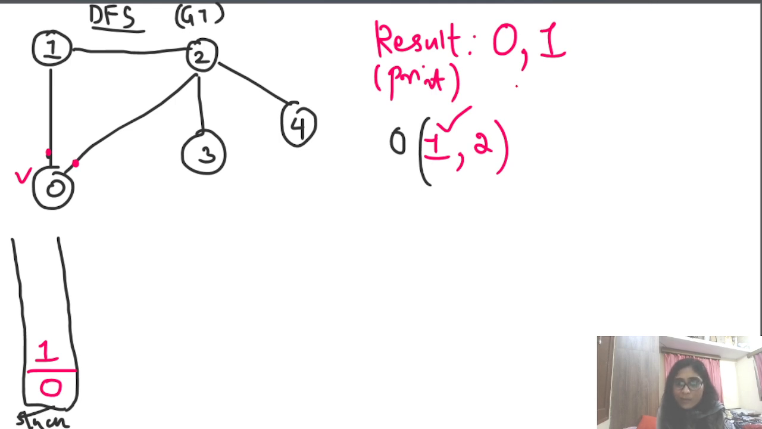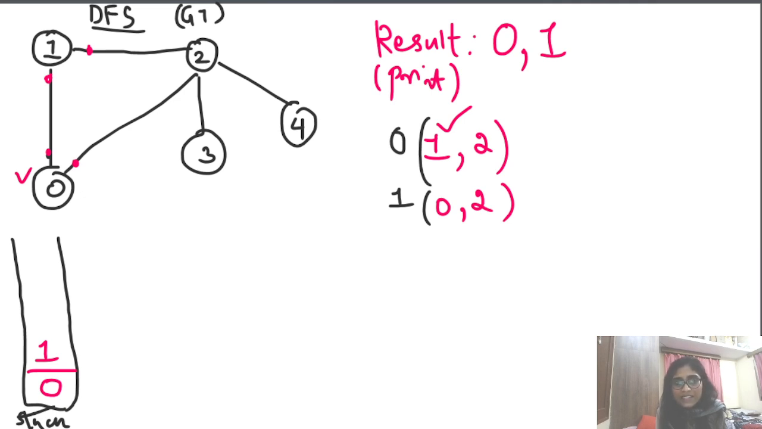Okay, let us try to explore the friends of 1. Adjacent nodes of 1. Look at 1, there are 2 lines going out. That means it is connected to 0 and it is connected to 2. Correct?